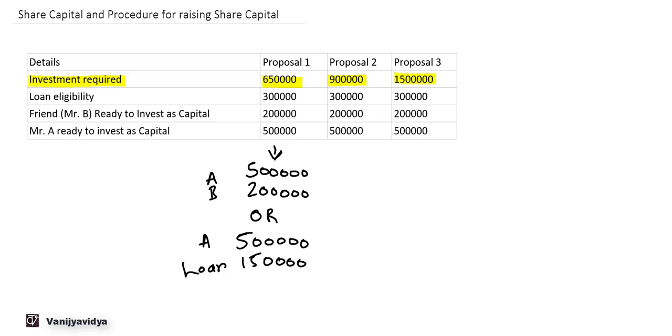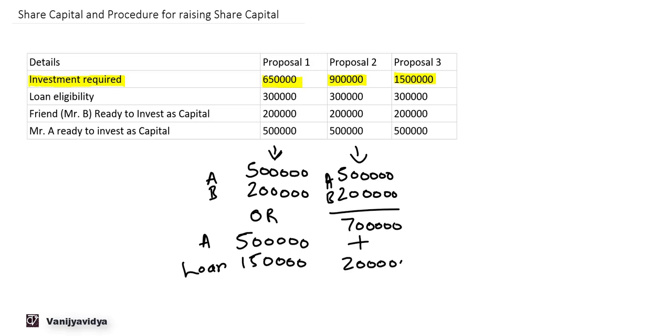Now proposal 2. The investment required is 9 lakh rupees. Mr. A has 5 lakhs and Mr. B is ready to invest 2 lakhs. This 5 lakh plus 2 lakh is 7 lakhs, whereas the investment required is 9 lakh. So if he goes with this proposal, then A has no option of forming a sole proprietorship. He needs the help of B, and they will form a partnership with the capital of 7 lakh plus 2 lakh from a bank loan.